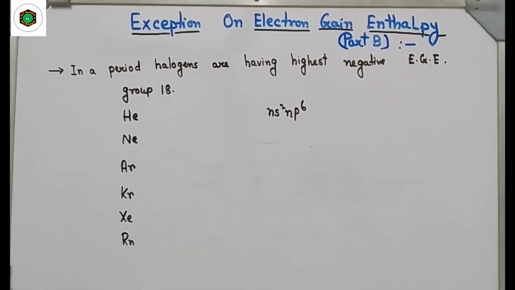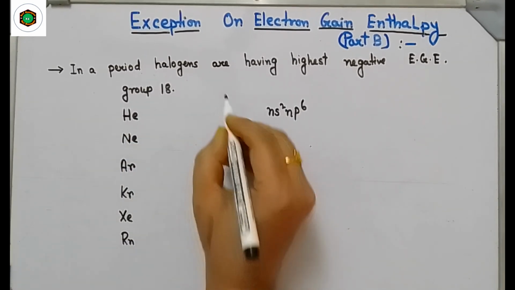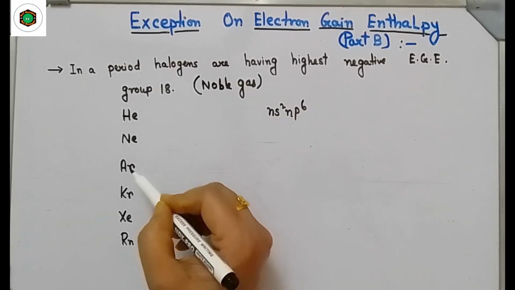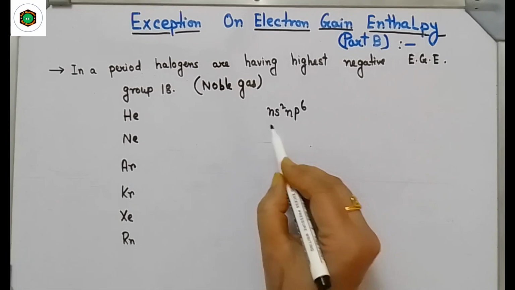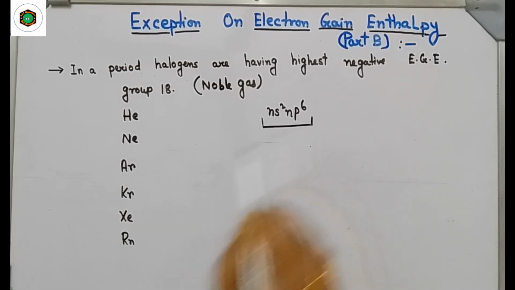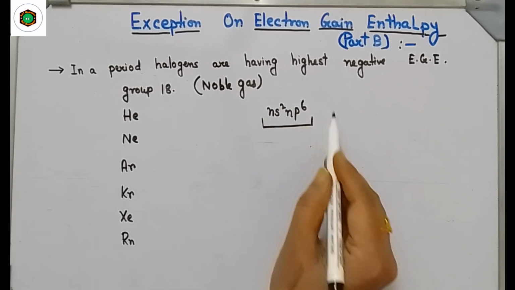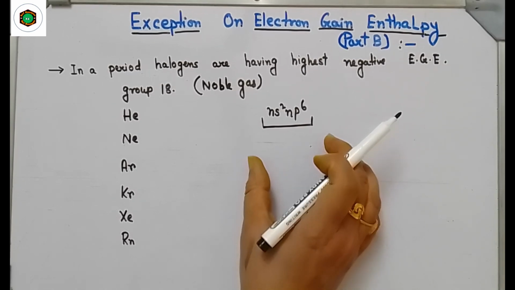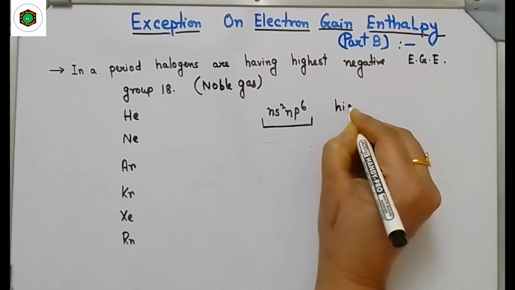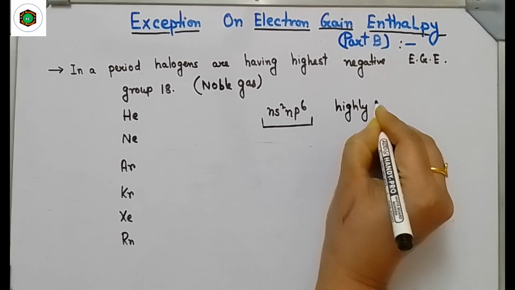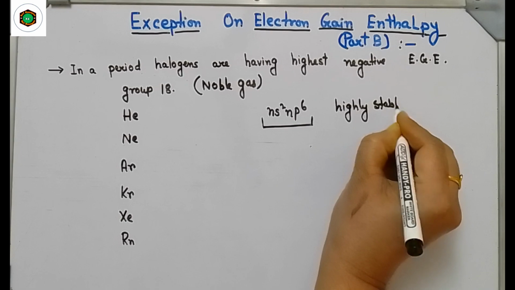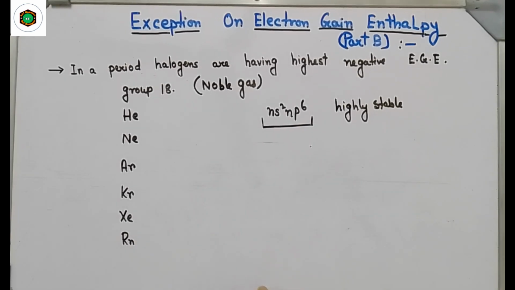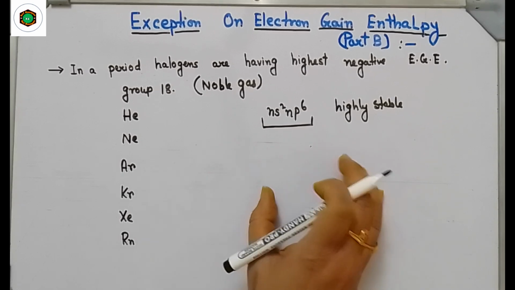Now say these are group 18 elements. These all are noble gases: helium, neon, argon, krypton, xenon, radon. These have a fulfilled valence shell electronic configuration, which is highly stable. So addition of one electron will destroy or disturb this stability. Therefore the process is not favorable.